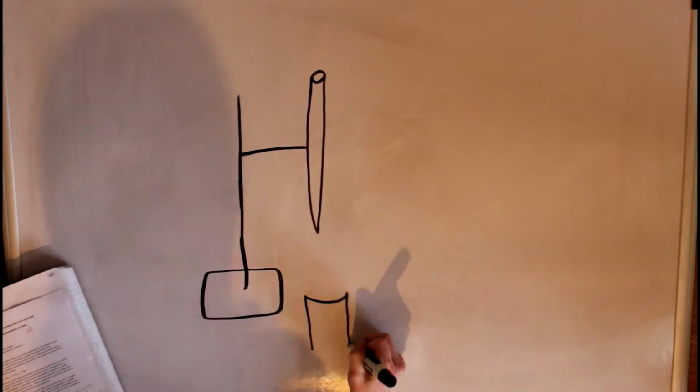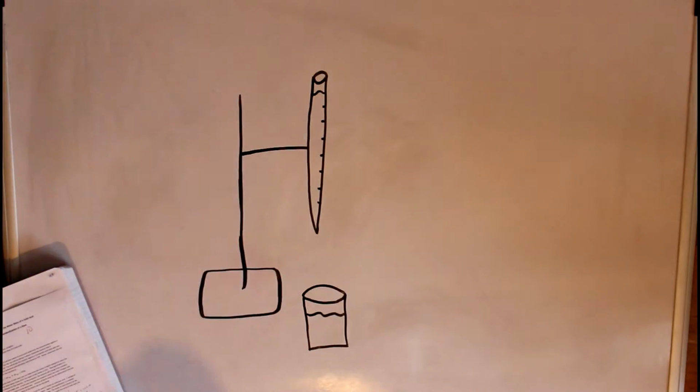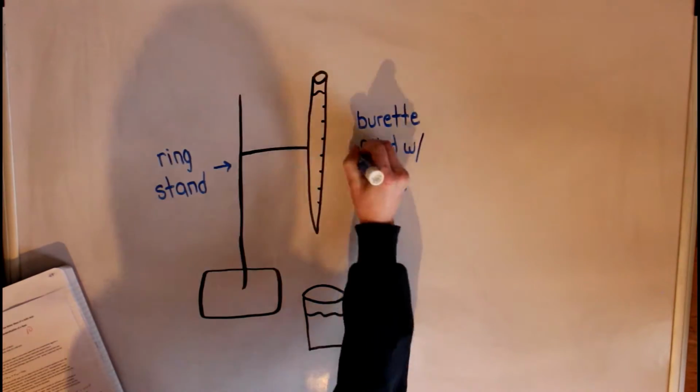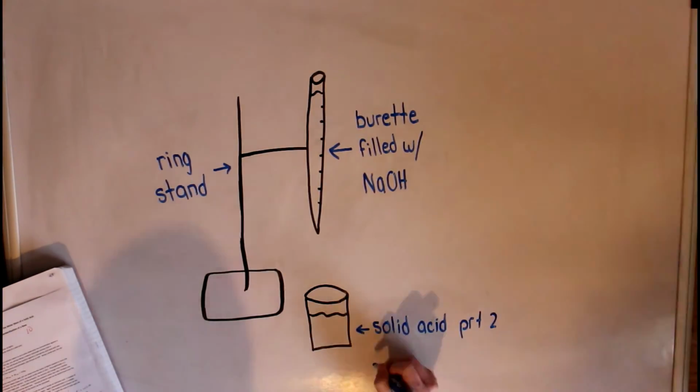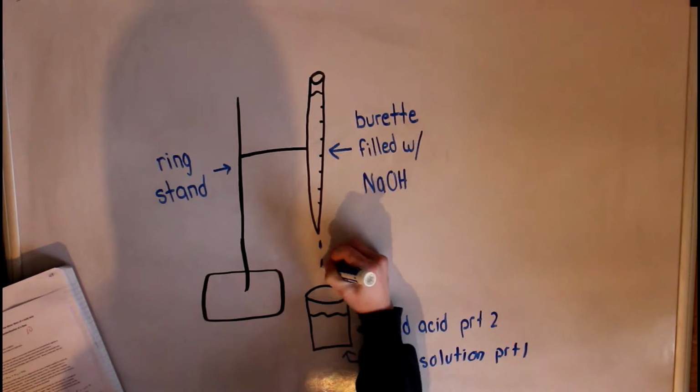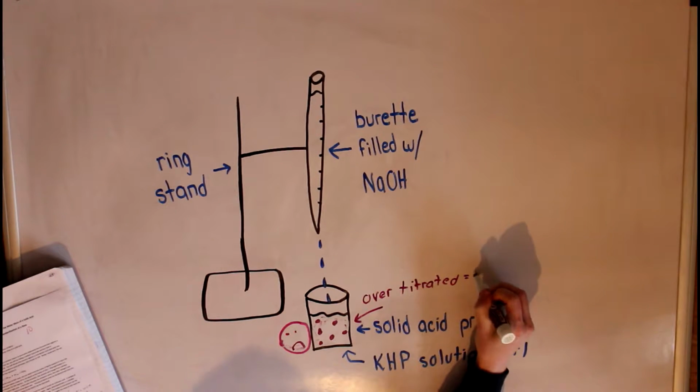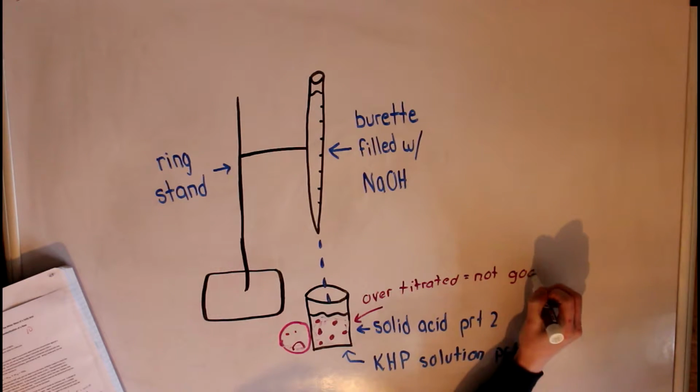Here's a depiction of what is happening in the lab. We first attach a burette filled with standardized NaOH to a ring stand and put a beaker of KHP solution underneath the burette. We let the burette drip into the KHP solution until it is titrated or becomes over-titrated. We titrate until the solution reaches equivalence.